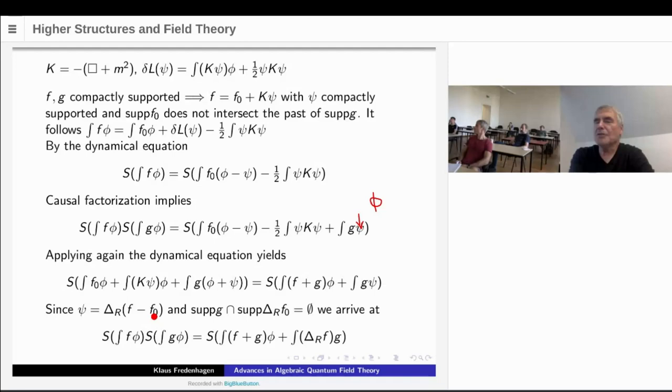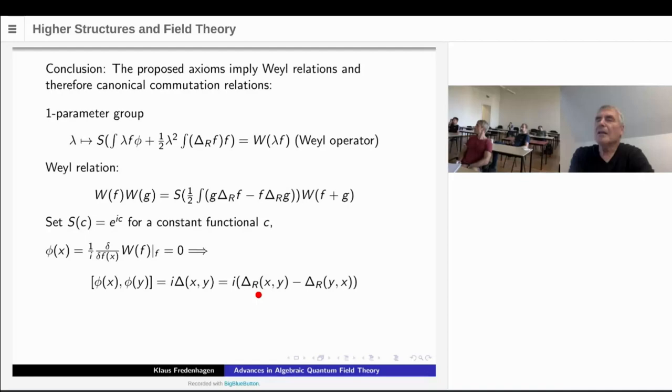So S of integral F phi times S of integral G phi is just S of integral F plus G phi plus this constant term here. What is this constant term? Actually, this is a term which we understand very well. Namely, these are just the well-known Weyl relations, and they imply the canonical commutation relations.